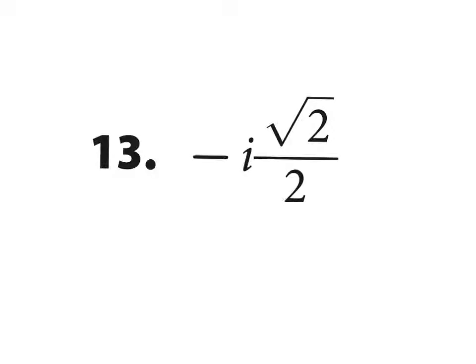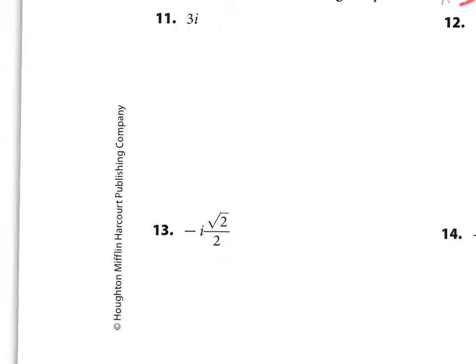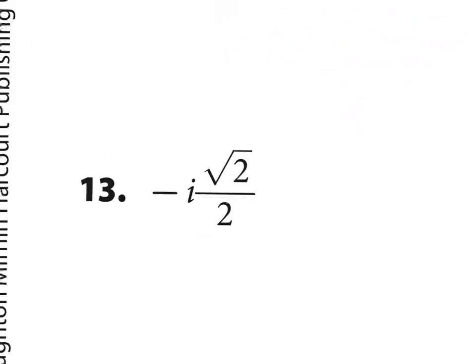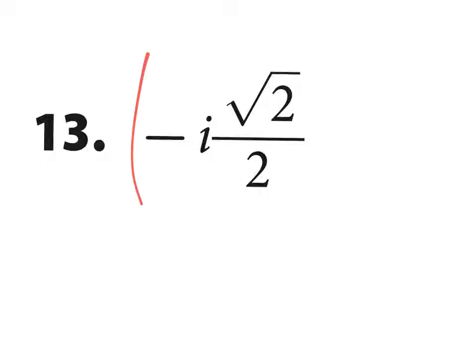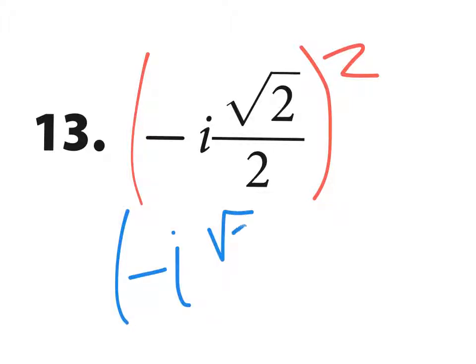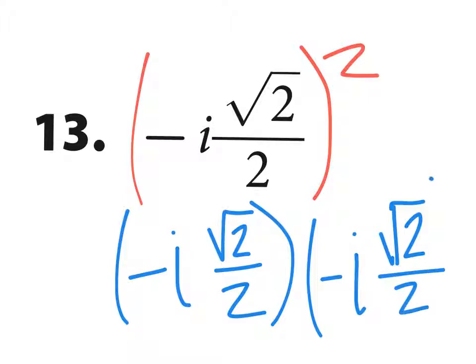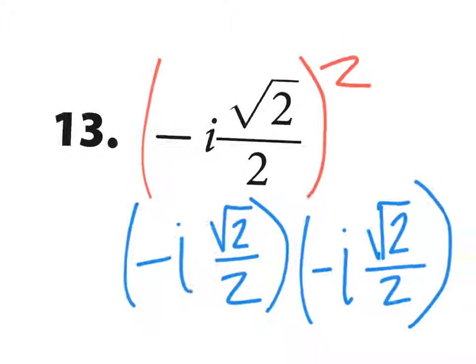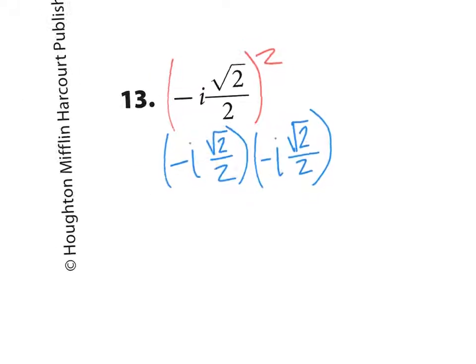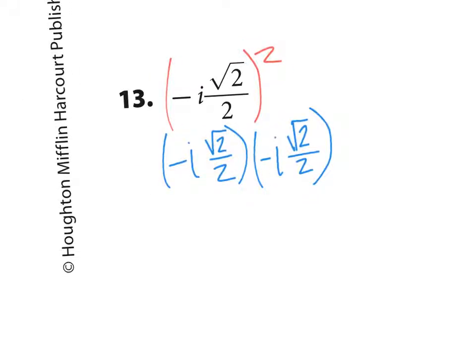So your instructions on problem 13 said to square, what did it say? Find the square of the imaginary number. So that means I need to take this imaginary number. How do I know it's an imaginary number? Has an i, and I need to square it. If I'm squaring it, mathematically that means I am multiplying it by itself. So I'm going to rewrite 2 of these, because it helps us to see it visually. And then I can do my multiplication.